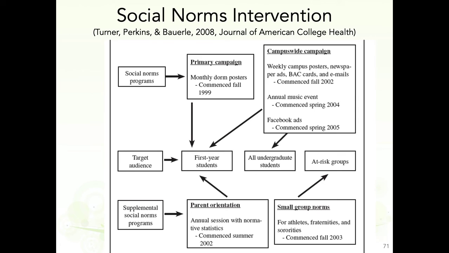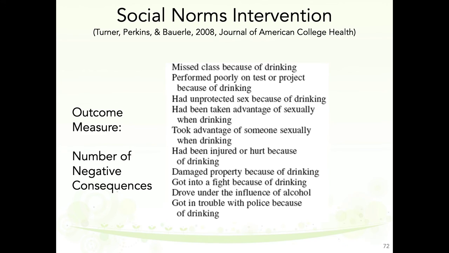So this is an example of a drinking reduction program. They put posters up in 1999, and they did it both in the dorm and campus-wide, and they did events. They did ads on Facebook. So this is multi-technique. They're targeting first-year students, so this is before they learn the local norms. They're showing them some more about what the norms are. And they did it also with the parents, and they targeted other undergraduate students in at-risk groups as well. So this is a large-scale intervention, many techniques.